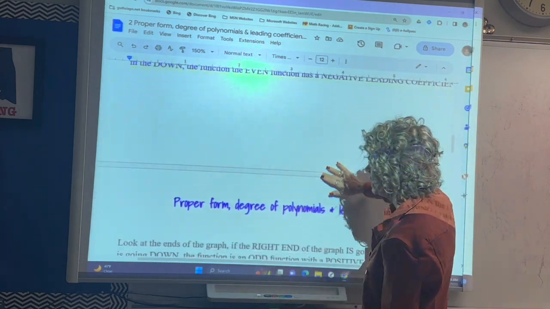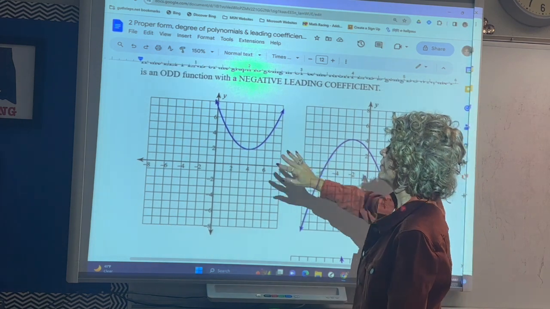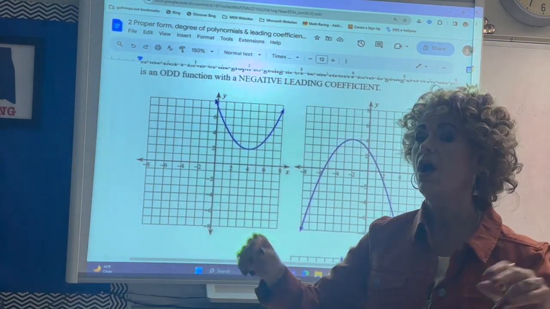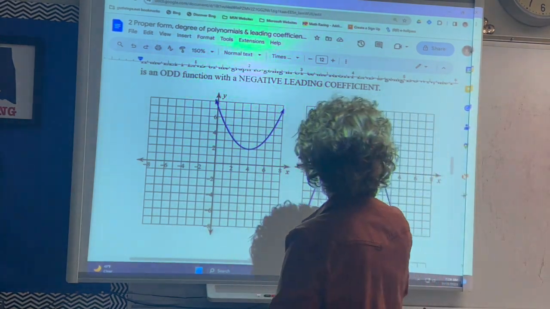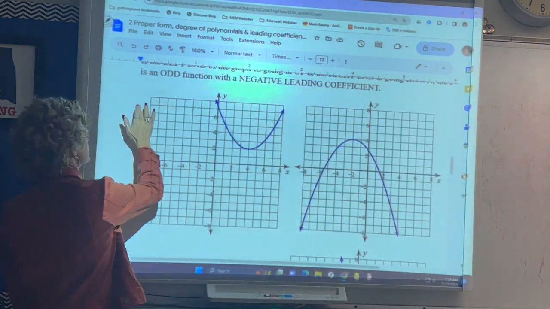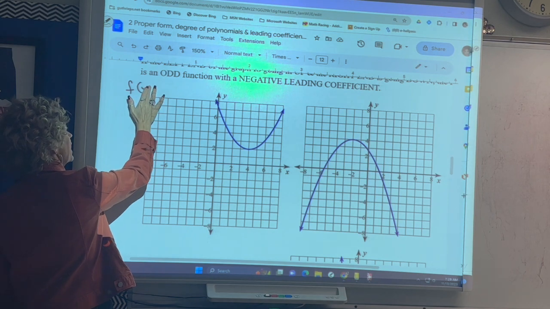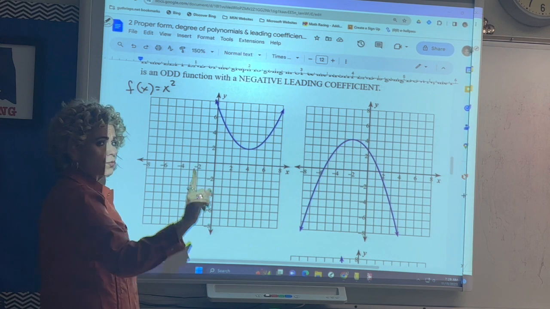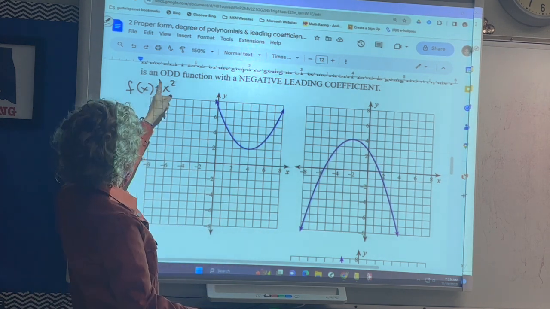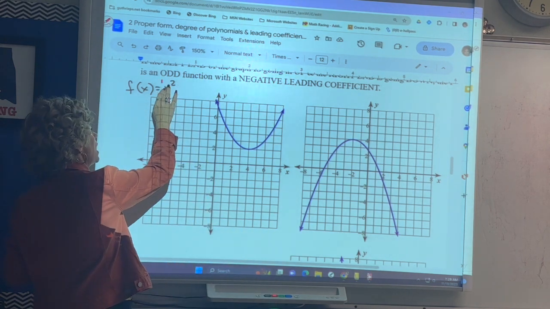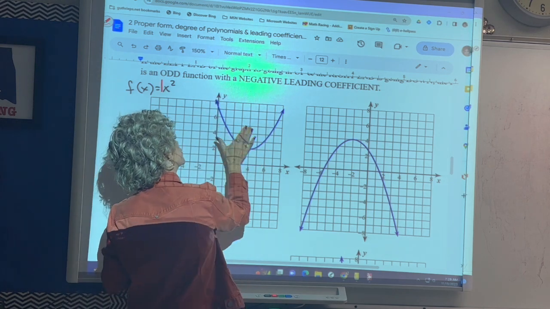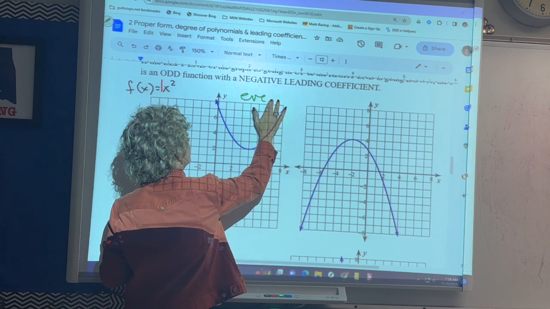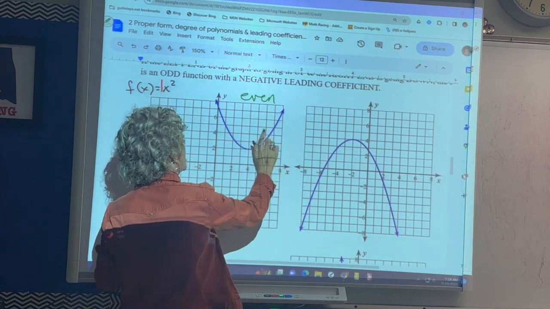Okay? Now, we all know that's a parabola. A parabola is a quadratic. A quadratic, both ends go up. We have an x squared. Now, our parent function, and I use this on purpose, f of x equals x squared. Well, the leading coefficient is 1. It is a positive 1 because that is a positive 1 understood. Both ends are up, so we know that this is an even function. Both ends are going up.